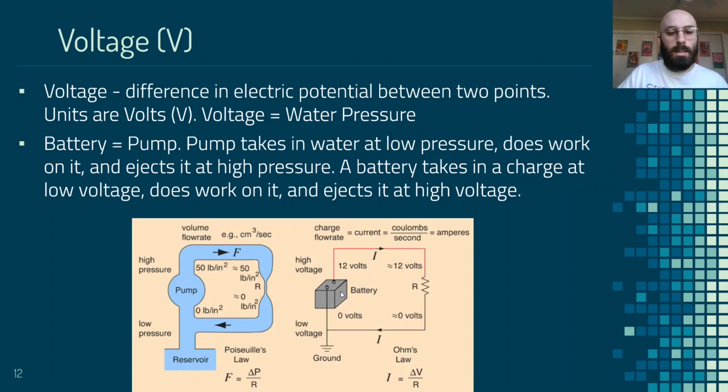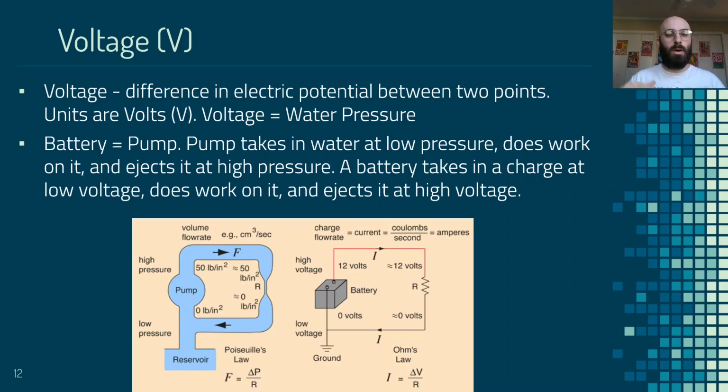And that is analogous over here to a pump, which creates pressure in our water system. It takes a low pressure at 0 pounds per square inch and ejects a high pressure up here at 50 pounds per square inch, just like the battery takes our circuit, which has 0 volts down here, and ejects out 12 volts up here. Voltage is very important in this circuit because it's this difference in potential that allows electricity to flow. If there was no difference in potential, the electricity wouldn't flow through the circuit.